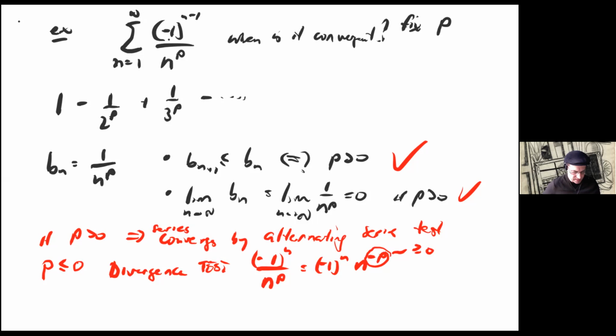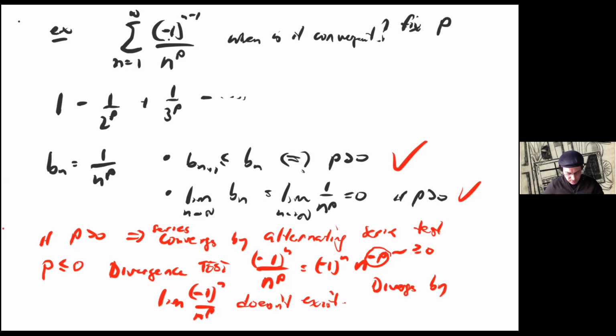And if p is strictly less than 0, then n^(-p) has a positive exponent, and that's going to blow up. So the limit of (-1)^n over n^p is not going to exist. So therefore, it diverges by the divergence test.